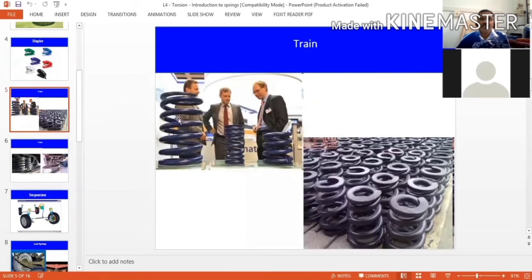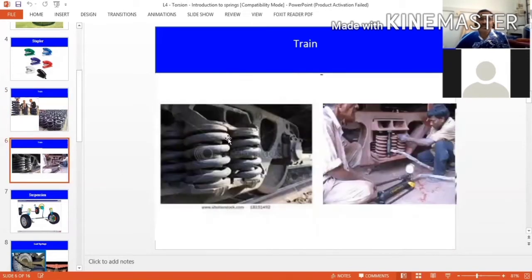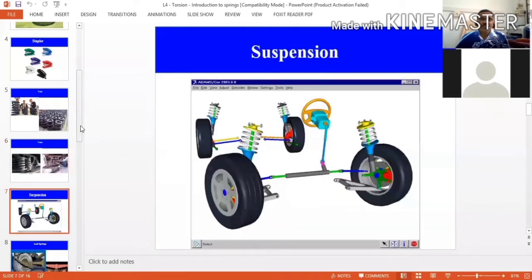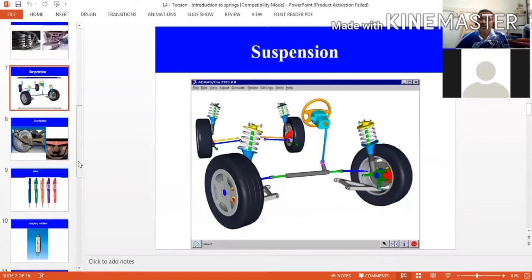Now, these are all the springs used in automobiles and locomotives, trains. What is the purpose of these springs? The purpose of the spring is to absorb the shock load. When the vehicle is moving on a rough road or rough surface, the shock should not transmit to the passengers. So it absorbs the shock. So this is in automobile. The purpose of the spring in automobile is to absorb the shock, that is, absorb the energy.